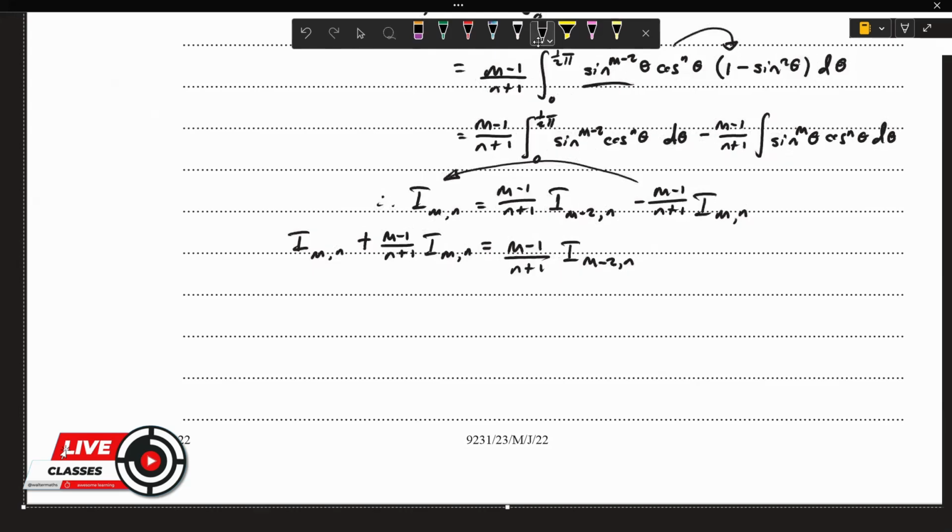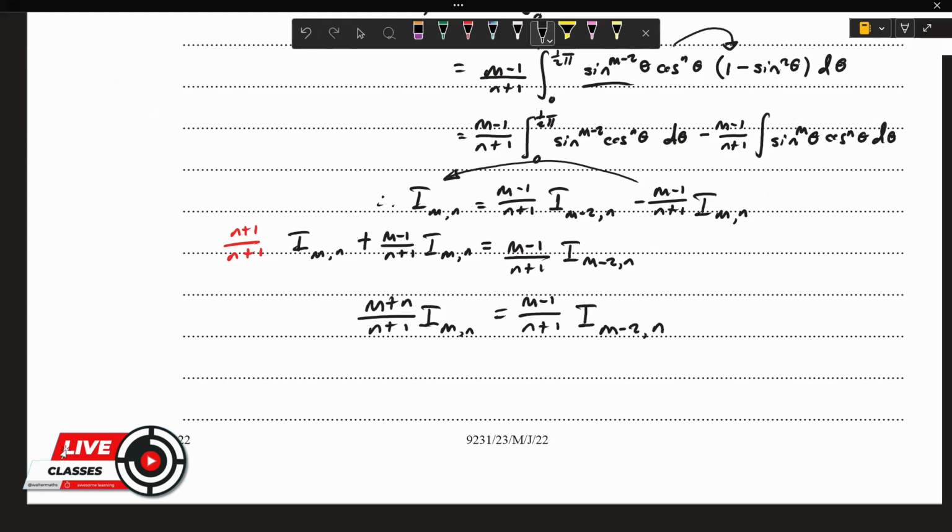And if we are going to add these two up, we can actually have this as n plus 1 over n plus 1. It's just 1. So adding up the numerators, we will get m plus n on top. So we have m plus n over n plus 1 of I sub m n is equal to m minus 1 over n plus 1 of I sub m minus 2 of n.